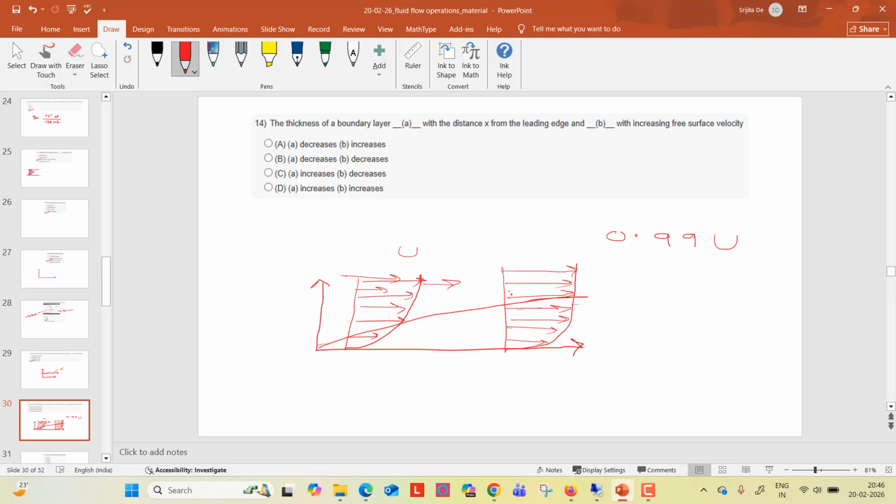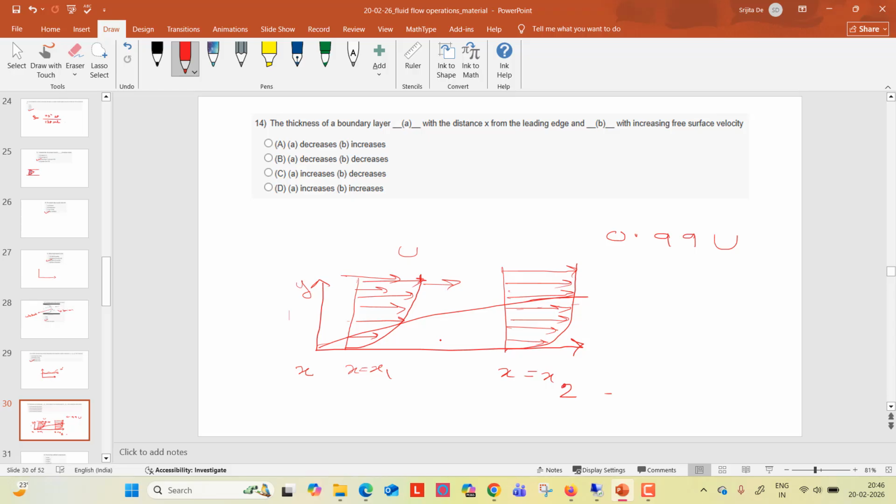So what is said? Suppose this is the x direction and this is the y direction. Here x equals x1 and here x equals x2, right? So what is written is that the thickness of the boundary layer increases with the distance. Here it is increasing with the distance x from the leading edge.